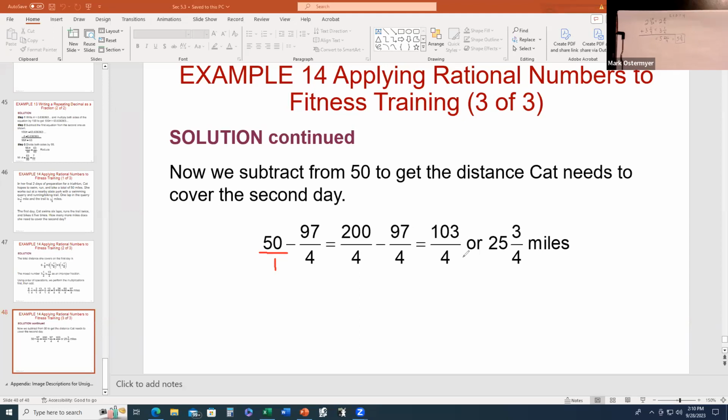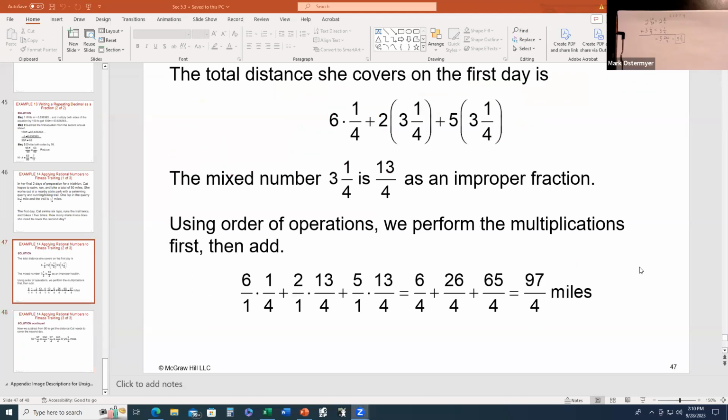That's 103/4. Now they convert it to a mixed number so that we can better interpret how many miles she has left remaining on day two. 4 divides into 103 25 times with 3/4 left over. Ladies and gentlemen, on day two, she has to cover 25 3/4 miles to fulfill her 50-mile quota or objective. Okay? That's a long problem, but did it make any sense as to what they did to accomplish the answer?